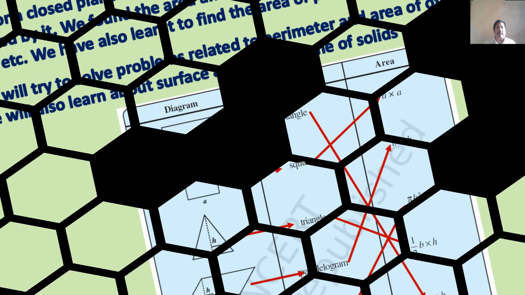Exercise 11.1. We'll start exercise 11.1 very soon because there is not much to be discussed, as we have already come across how to find the area and how to find the perimeter of any shape, isn't it?